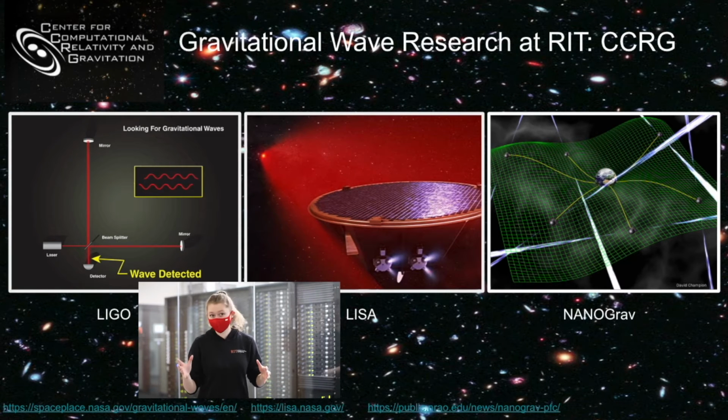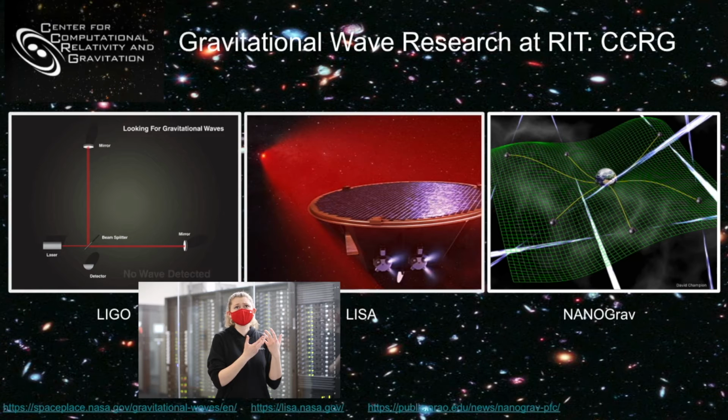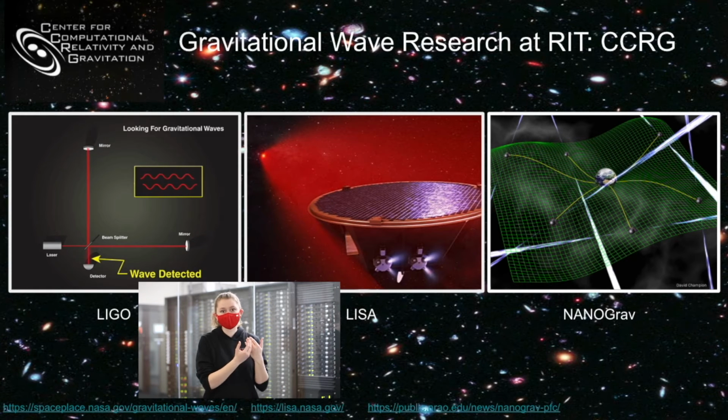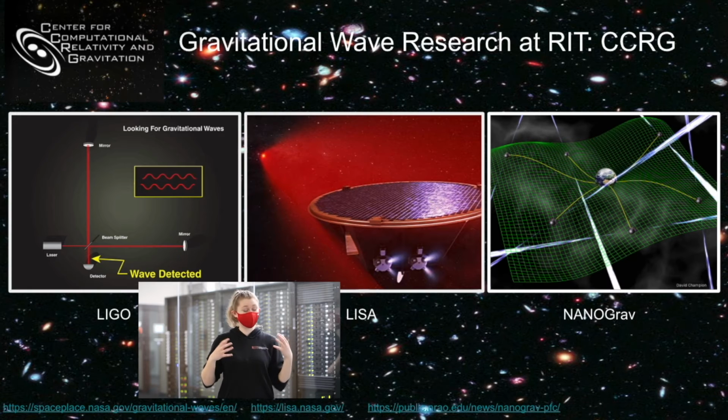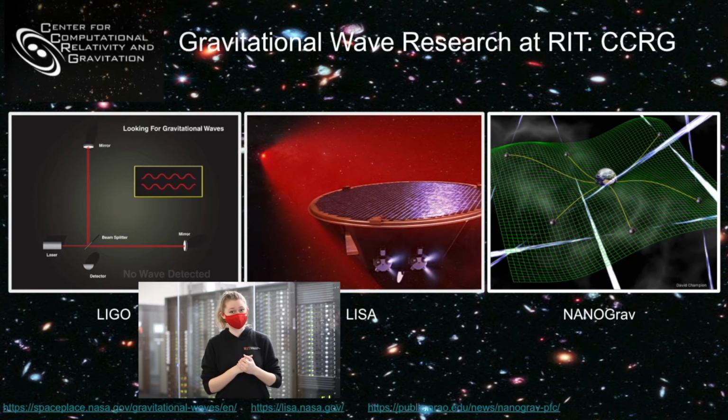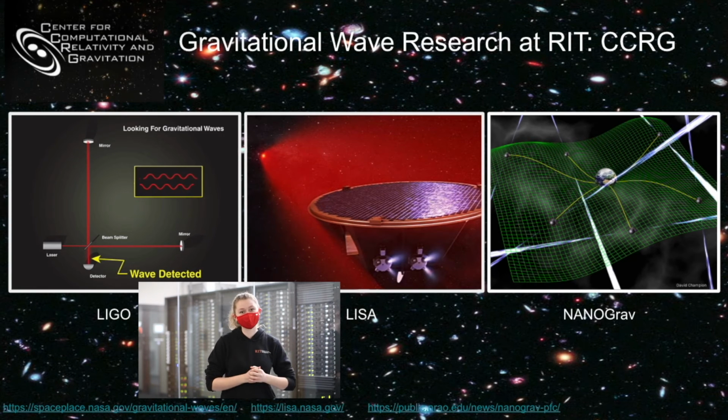LIGO isn't the only gravitational wave detector. LISA works a lot like LIGO, but it's going to be in space. And then Nanograv uses a type of dead star called a pulsar in order to detect gravitational waves, and they're really close to their first detection. Whether you're interested in finding little black holes using LIGO, medium-sized black holes using LISA, or supermassive black holes using Nanograv, people here at RIT do all 3.